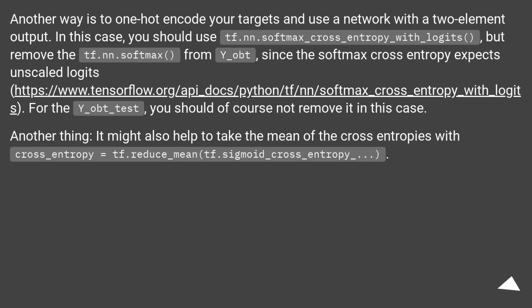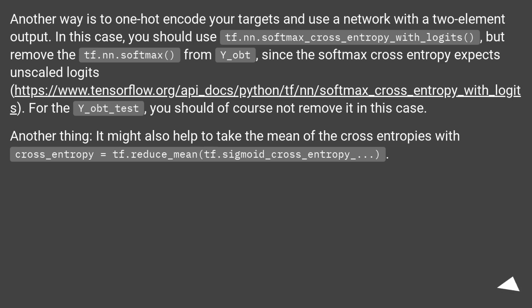Another way is to one-hot encode your targets and use a network with a 2-element output. In this case, you should use tf.nn.softmax_cross_entropy_with_logits, but remove the tf.nn.softmax from y_opt, since the softmax cross-entropy expects unscaled logits, this URL. For the y_opt_test, you should of course not remove it in this case.